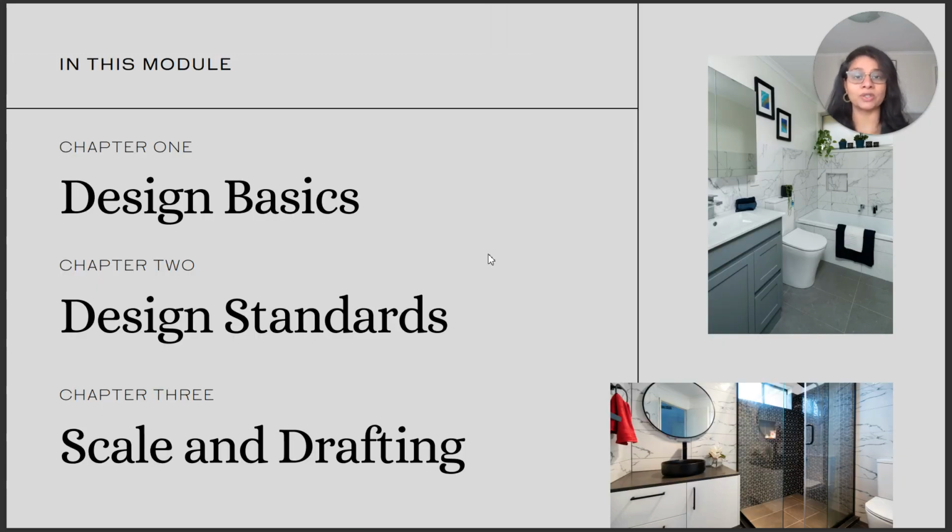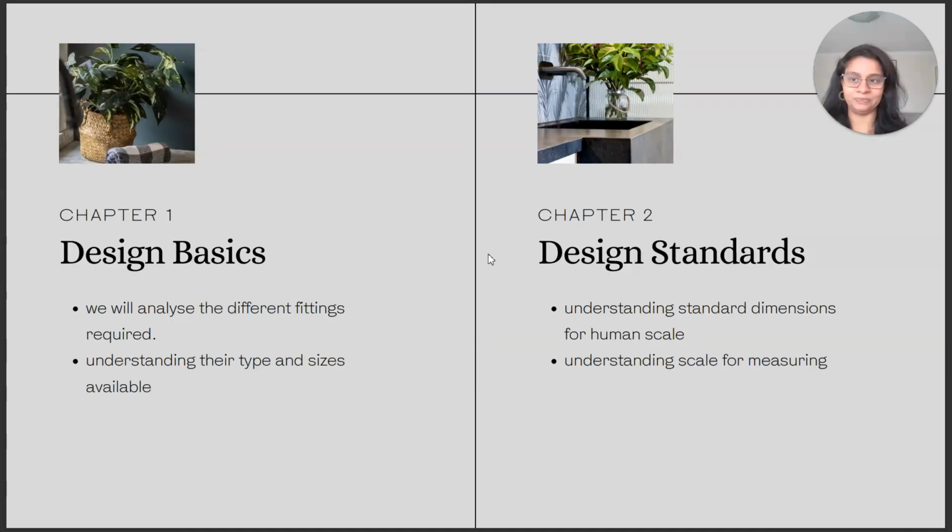This is broken down into 3 chapters. The first chapter covers the basics, where we talk about what basics are required in a bathroom. The second is design standards, where we talk about the standards, the minimum space required for each fitting, and what you need to know around it. And the third, we come into understanding measurement, scale, and actually drafting. Drafting is the official term used for drawing and sketching it to scale.